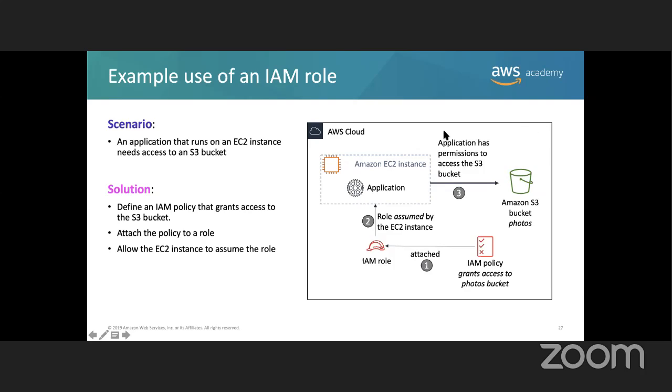Now, here we have the AWS Cloud and an Amazon EC2 instance. The application has permissions to access the S3 bucket because of this role that the EC2 instance is assuming. Then we have the IAM policy that grants access to the photos bucket. The IAM role has that policy attached. This role is attached to the EC2 instance, and that EC2 instance assumes that role, and then the application can access the photos from the S3 bucket.